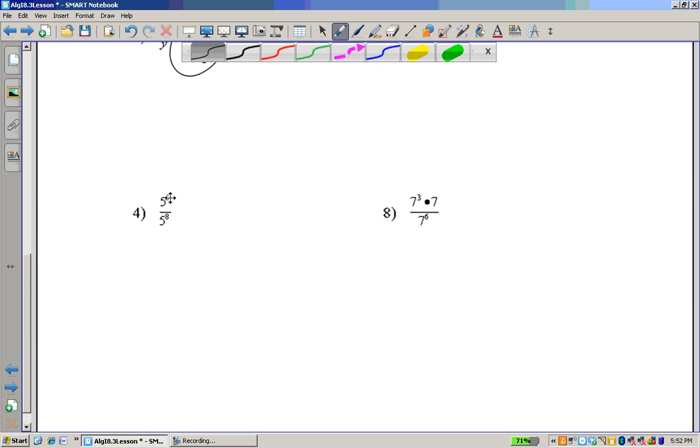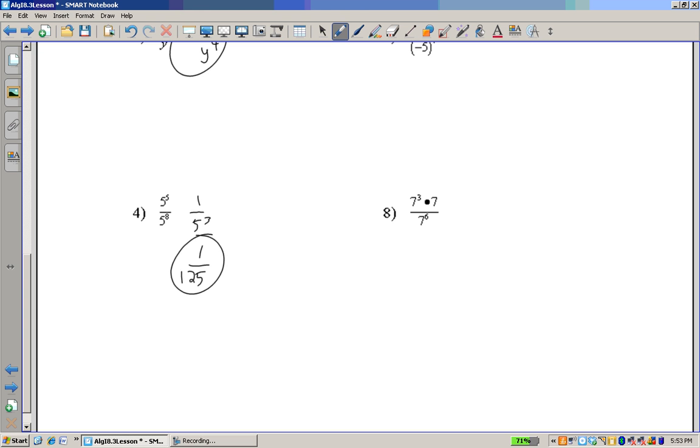Okay, and here we have 3 more 5's in the bottom, the denominator, than in the numerator. So we're going to have 1 over 5 to the 3rd. Now, 5 to the 3rd is 4 below, so let's go ahead and work that out. 5 times 5 would be 25, times 5 would be 125. 1 over 125.